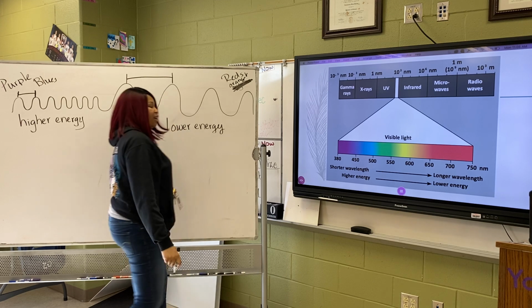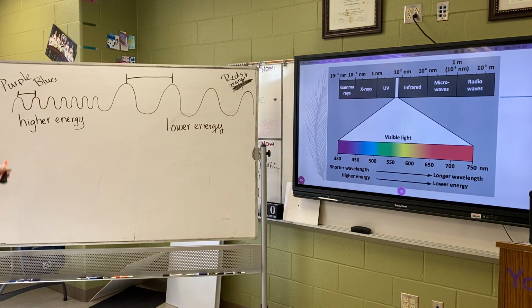All right, so this is where we have our reds and oranges. So again, the smaller the wavelength, the shorter the wavelength, the higher the energy. The longer the wavelength, the lower the energy.